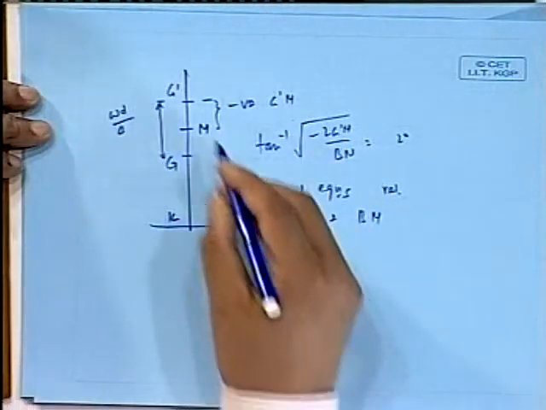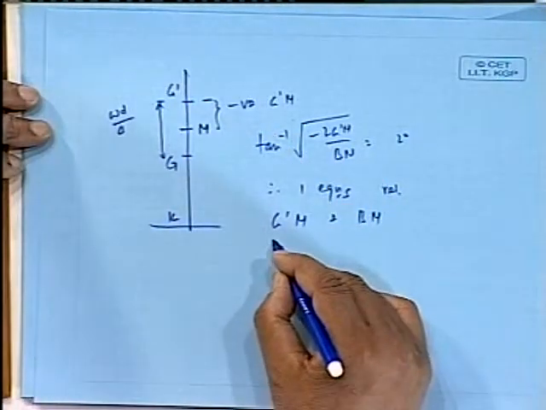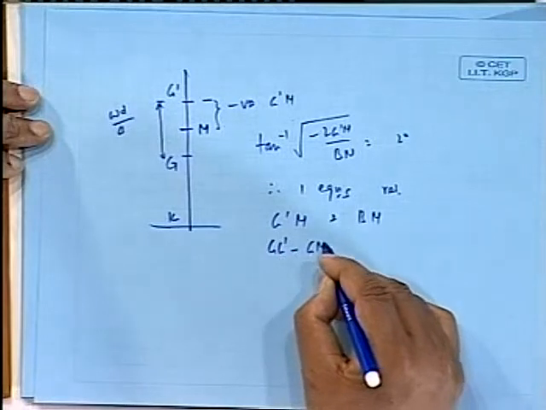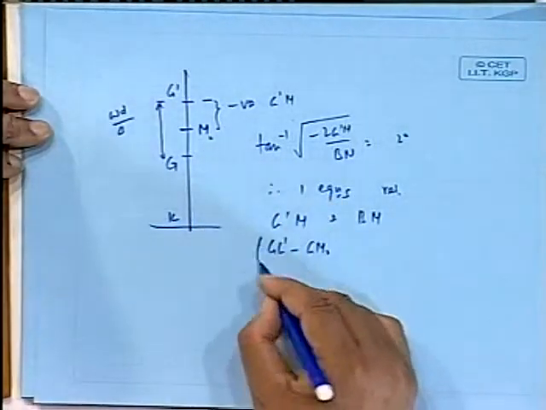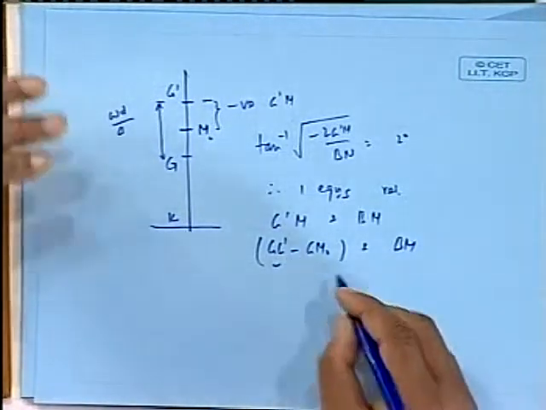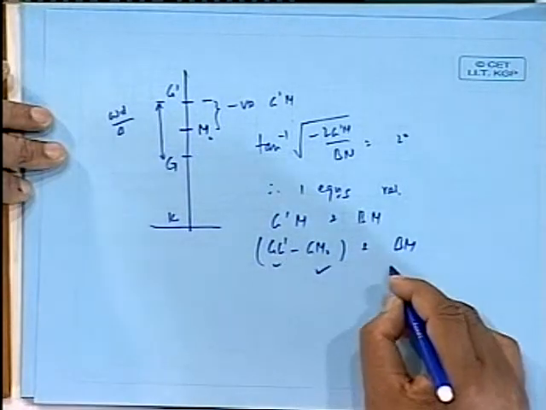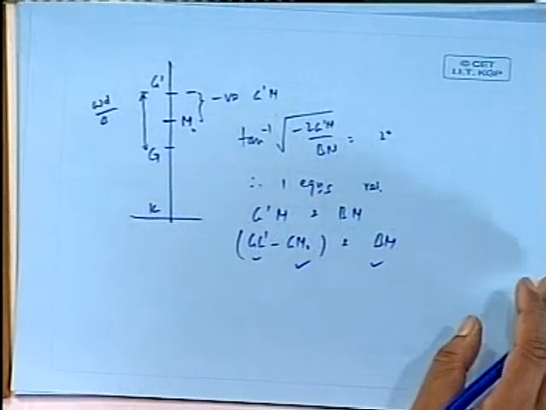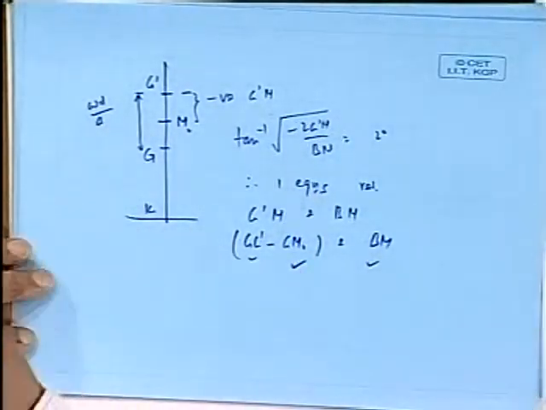What is G dash M? G dash M is nothing but GG dash minus GM, if I call it M0, this and BM. This of course I know. That means I get one relation with this and this. One relation, I cannot solve it yet, you see. That's why the second part is necessary.